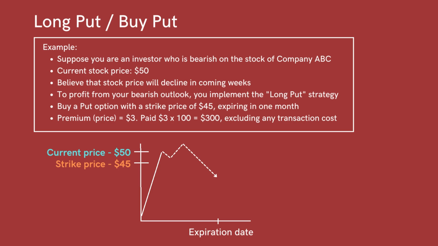You then proceed to buy a put option with a strike price of $45, expiring in 1 month. The premium or price for this put option is $3. Don't forget, as mentioned in part 1 video, each option contract represents 100 shares of the underlying stock. So you are actually paying $3 times 100, which is $300 for this put option, excluding any transaction costs. After which, there are 3 potential outcomes for this trade.